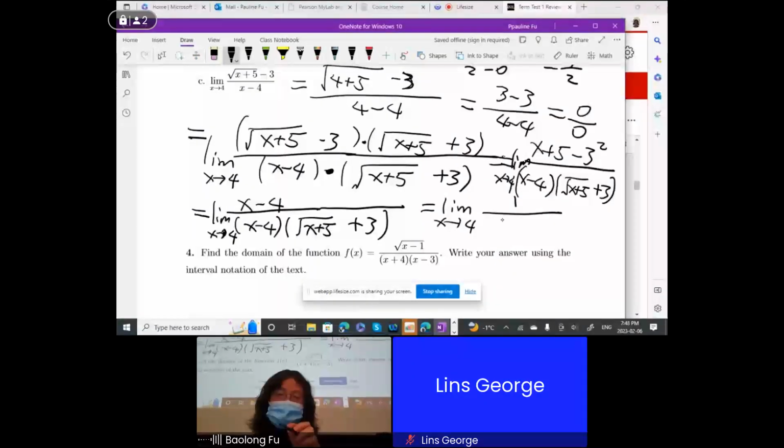So now on the top, I got 1. On the bottom, square root of x plus 5 plus 3.